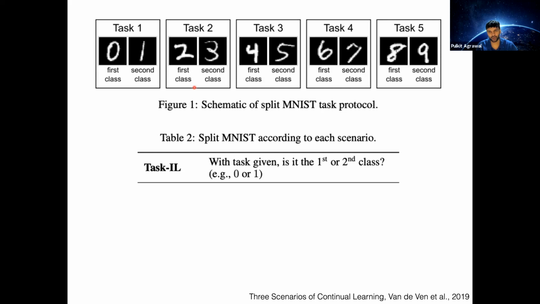To give another example, suppose we have task 1, task 2, task 3, and so on. Each task requires us to classify the image as belonging to a first class or a second class. But each task has different pairs of classes. So task incremental learning is saying, given a task, suppose I said it's task 3, does the image belong to the first class or the second class? That is the most straightforward way of doing sequential learning, where the task ID is known.